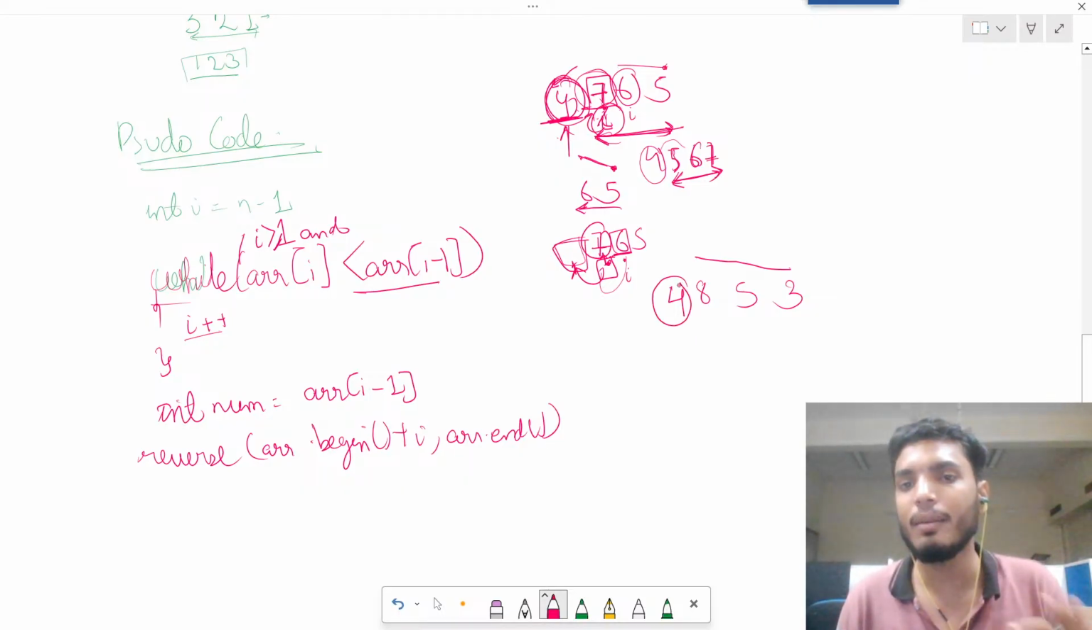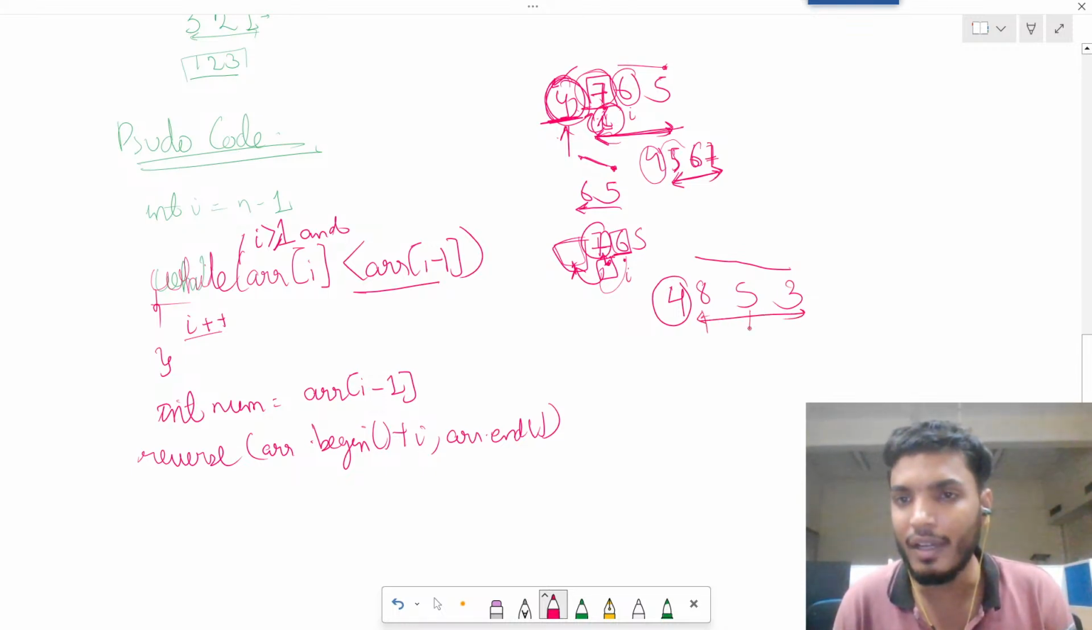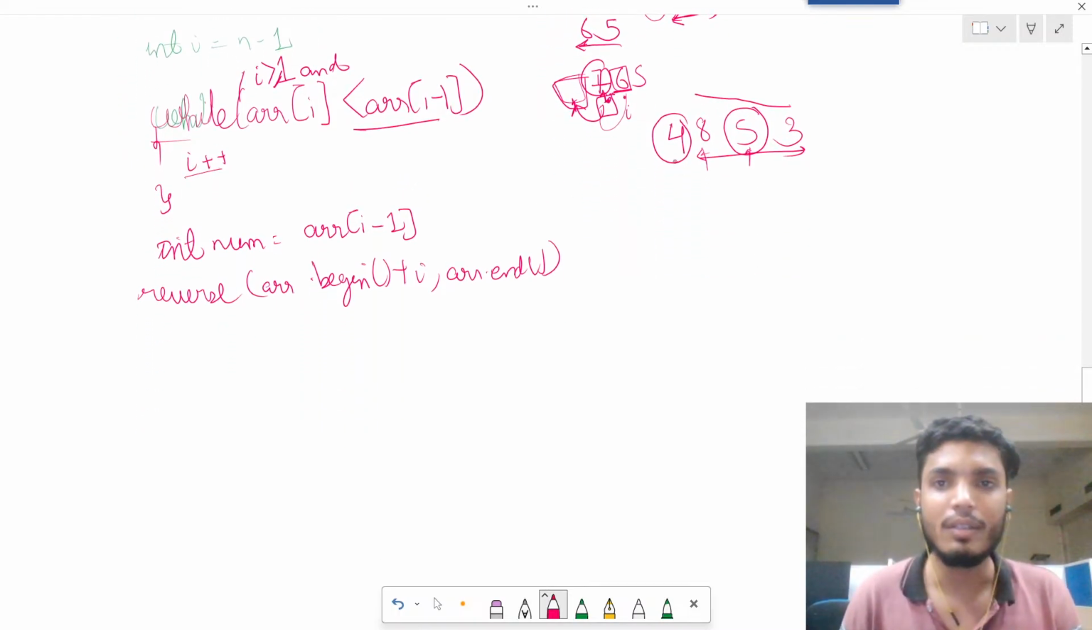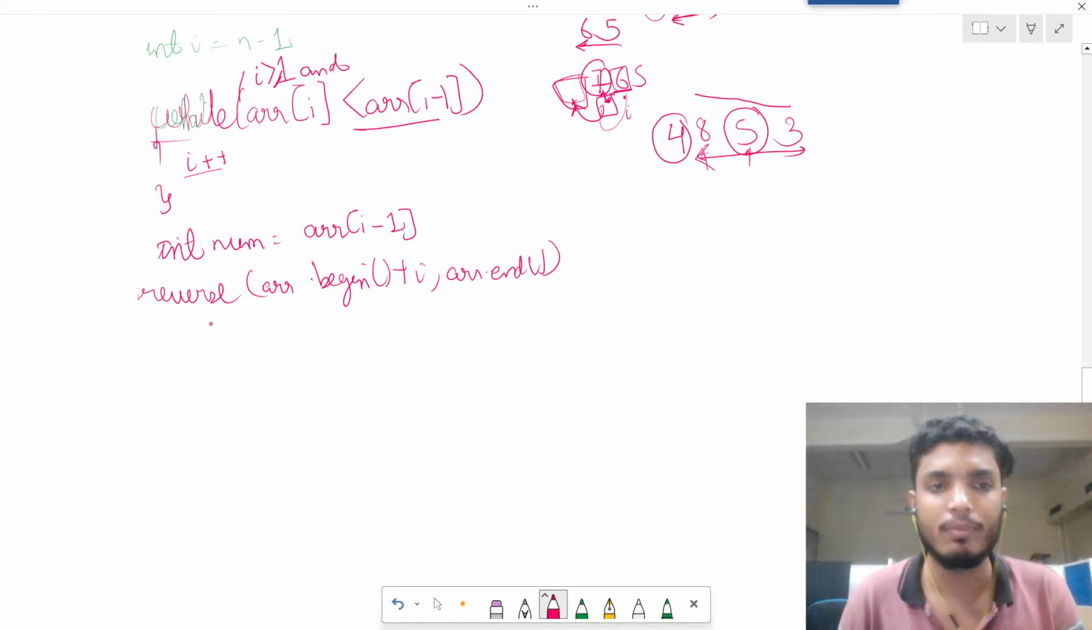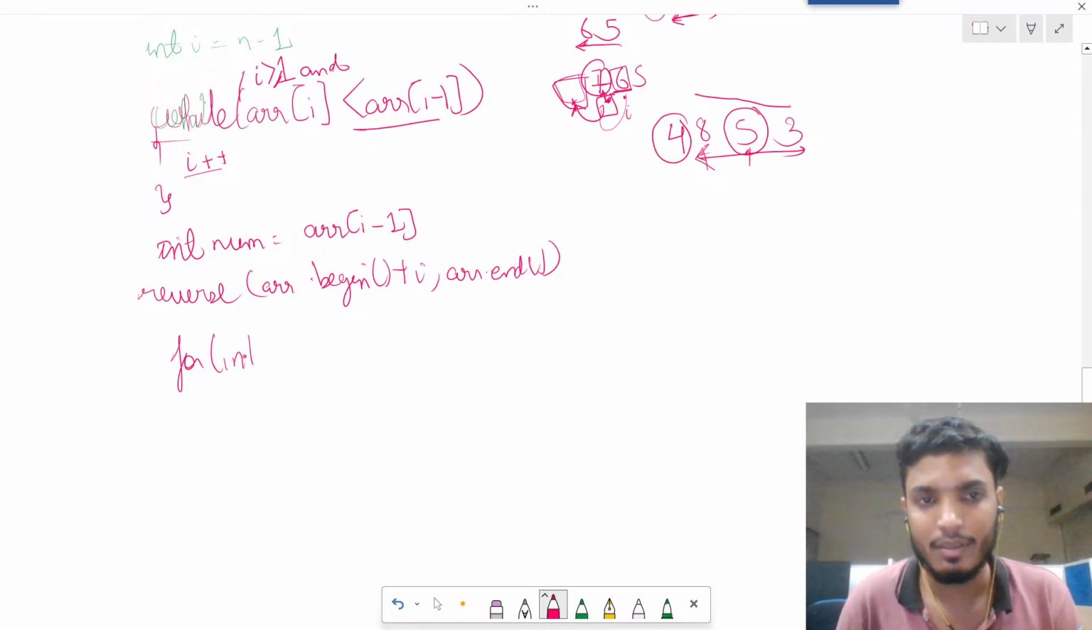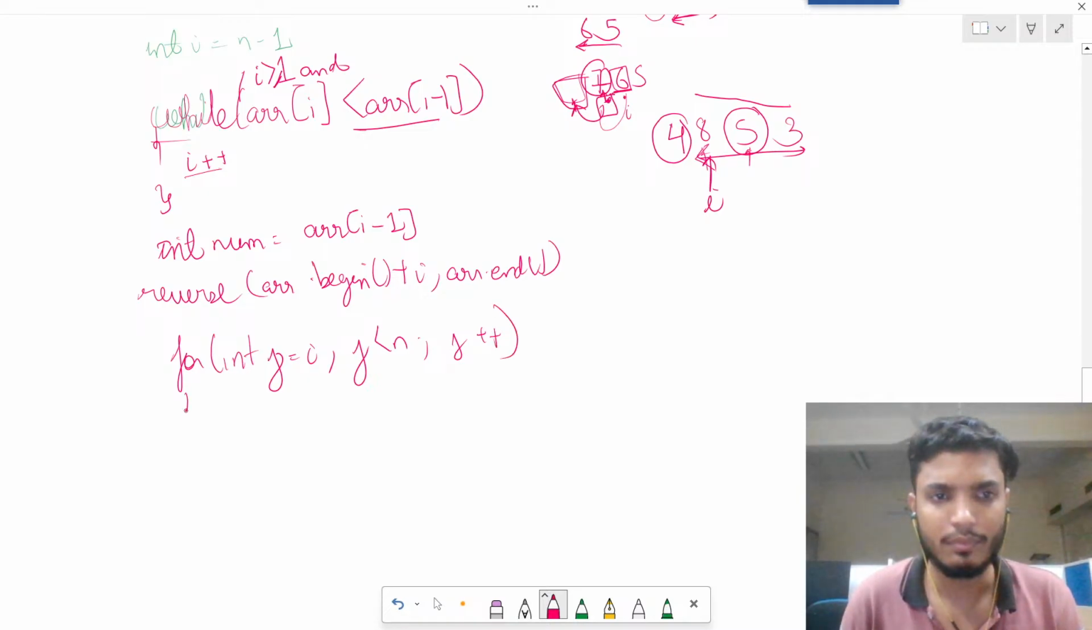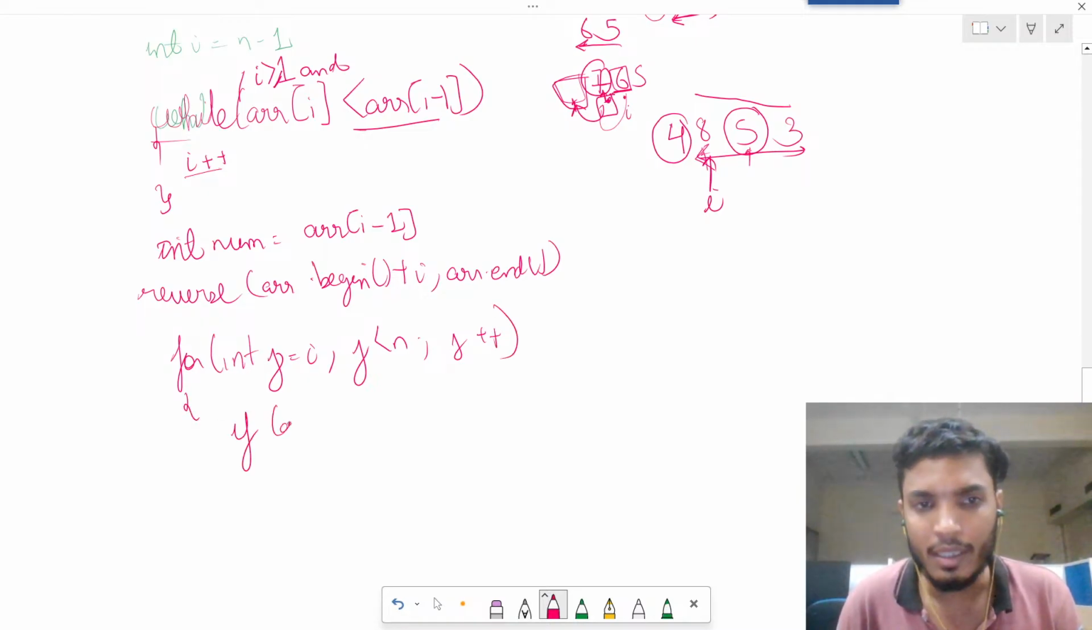I have to find a number which is greater than 4. Here the numbers greater than 4 are 8 and 5, but I need to choose the minimum, which is 5. So first you need to find the number which is greater than 4 and minimum. So for int j equals I, j less than n, j plus plus, you will be checking if arr of j is greater than arr of I. This is the first condition.